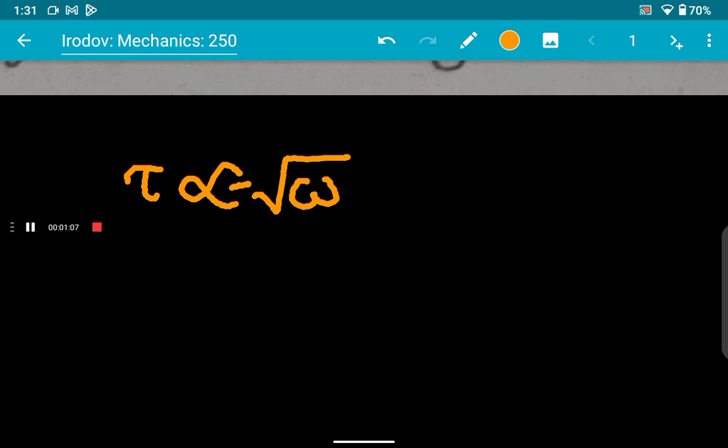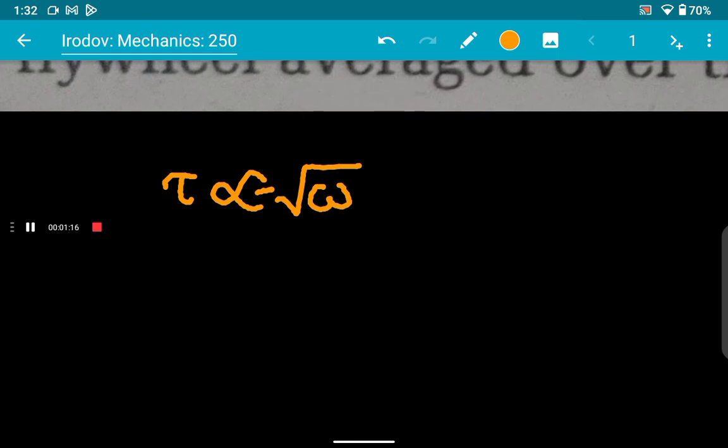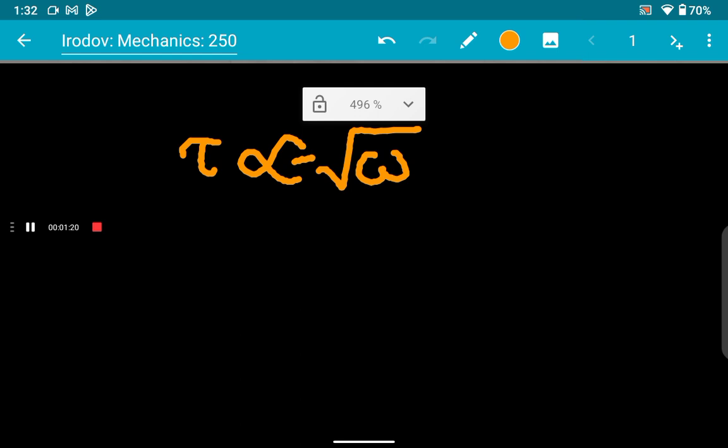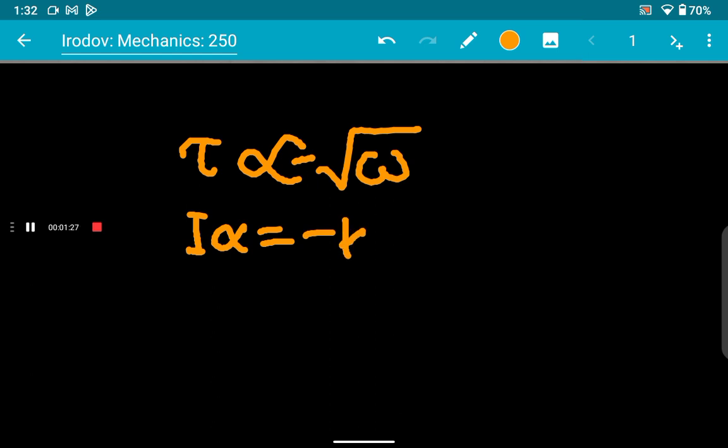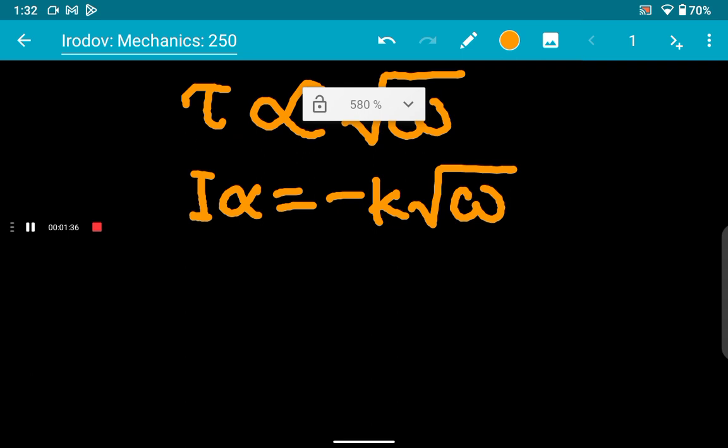And we can take that the initial angular velocity is omega naught. That we will require later. Let's proceed with this. Now what do we know about torque? Torque is nothing but I alpha, and let's write this as k root omega, where k is some constant. You know the rules of variations very well. And now what is this alpha? This is nothing but d omega dt.